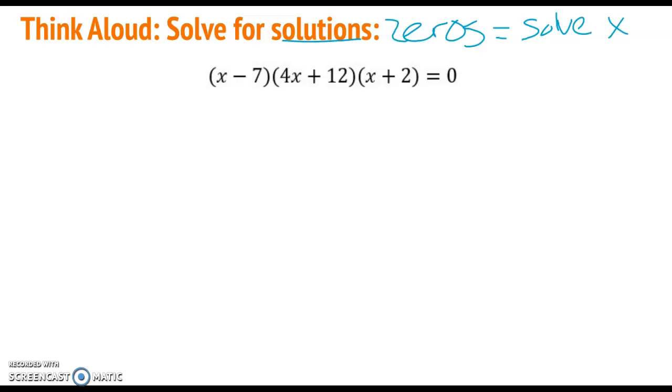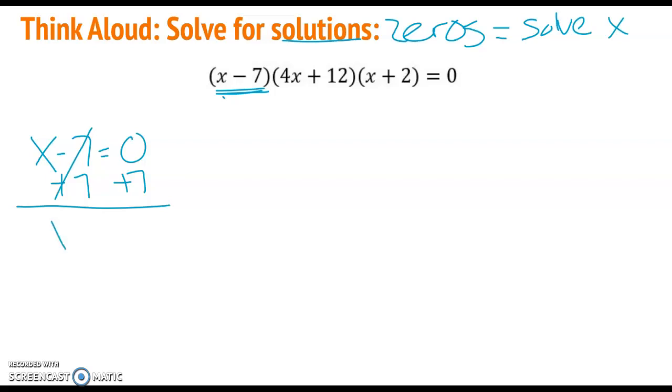I'm going to be setting these parentheses. I'm going to grab the first one, and I'm going to set it equal to 0. So x minus 7 equals 0. And then I'm just going to solve. How do I get x by itself? Well, I usually need to do the inverse operations. I see a negative 7 right next to it. The inverse operation of negative 7 is a positive 7. What I do to one side, I have to do to the other side. That eliminates, and I'm left with x is equal to a positive 7.